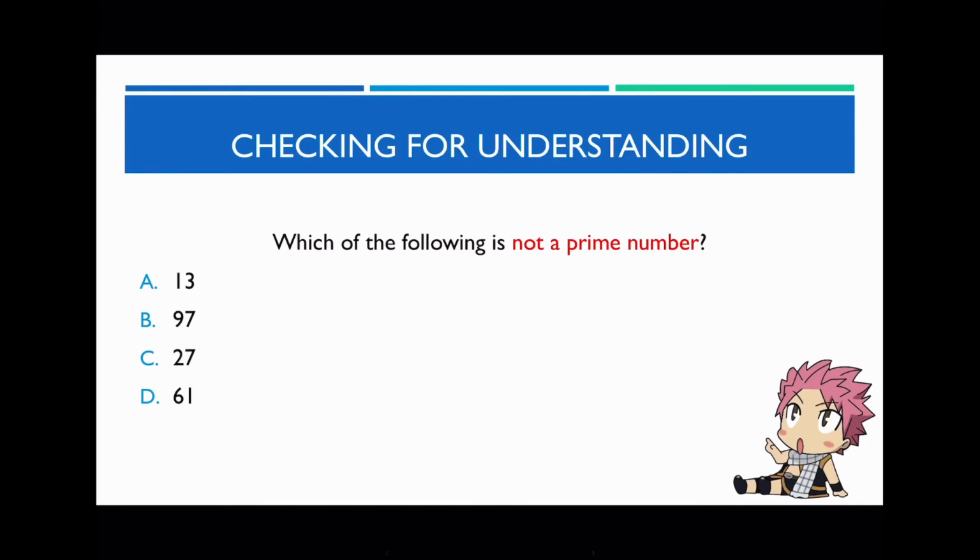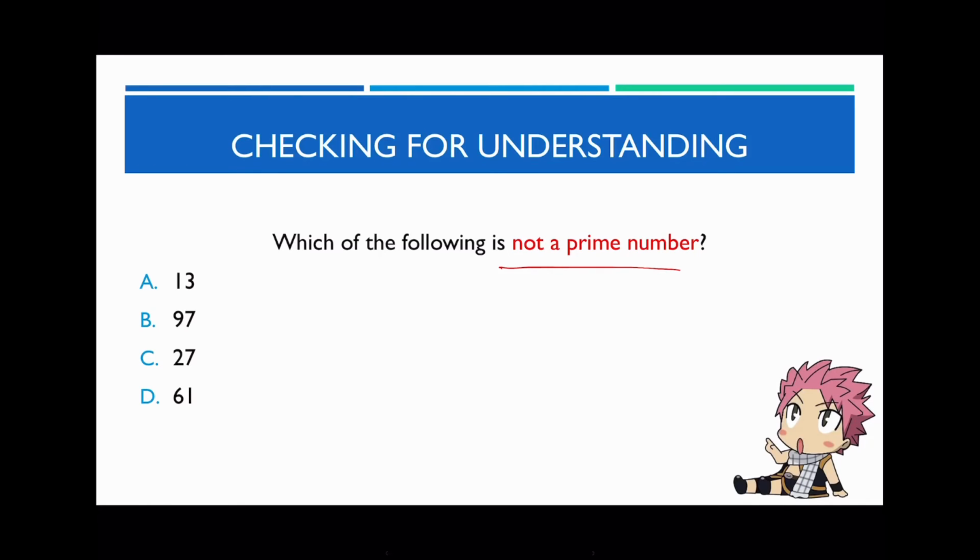Our second example: which of the following is not a prime number? Please pause the video right now. Essentially the question is asking, because it's not a prime number, which of the following is a composite number. So we need to look for a number that has more than 2 factors.